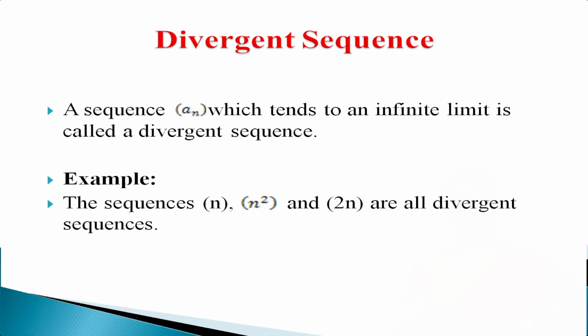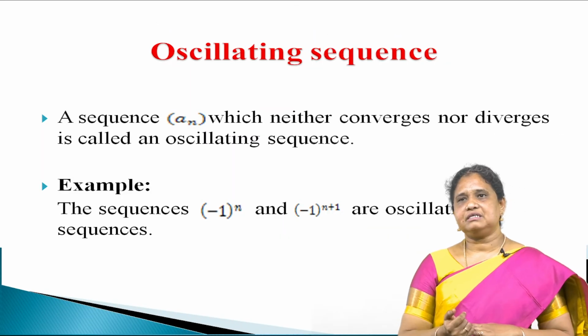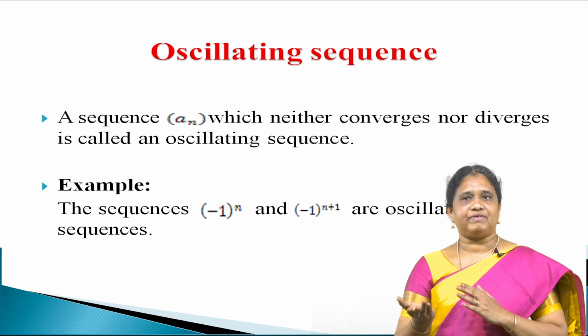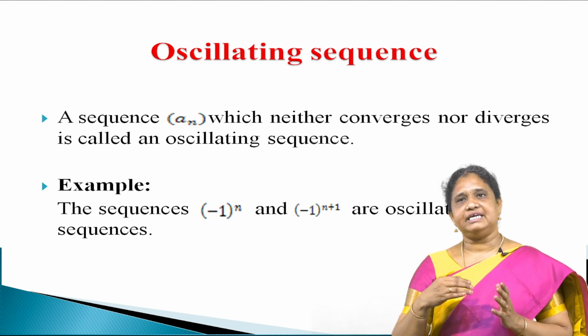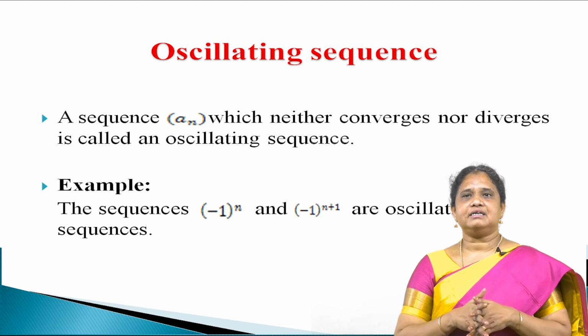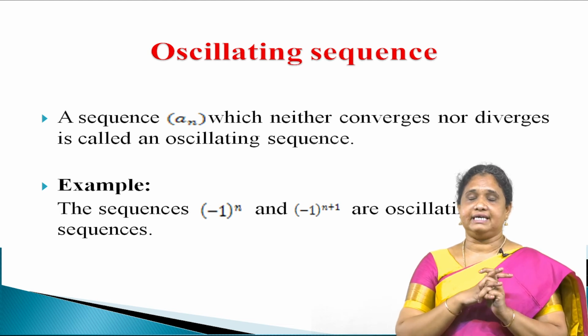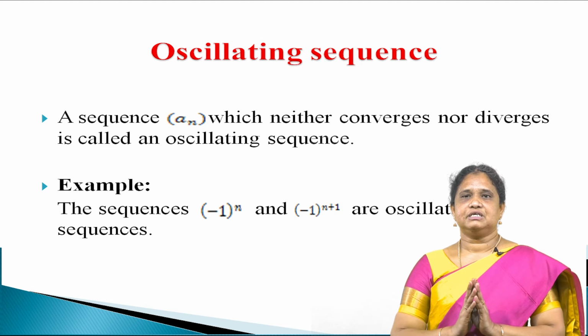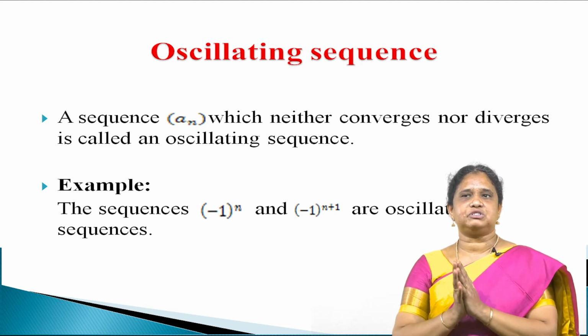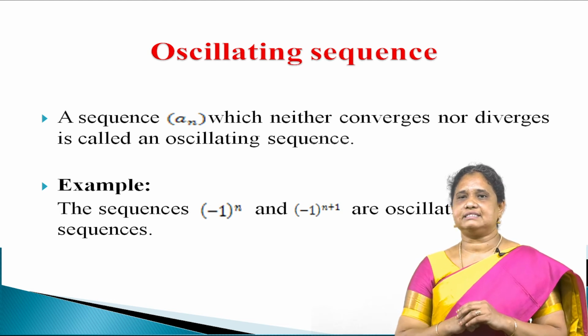Next, divergent sequence. A sequence which tends to an infinite limit is called a divergent sequence. Examples, the sequences n, n square, 2n are all divergent sequences. Oscillating sequence. Previously we have seen a sequence which converges to a finite limit is called convergent, and infinite limit means it is divergent. Here this sequence neither converges nor diverges. So this sequence which neither converges nor diverges is called an oscillating sequence.